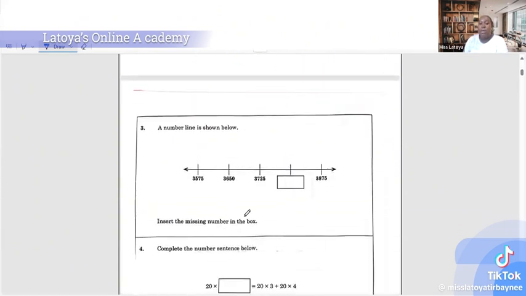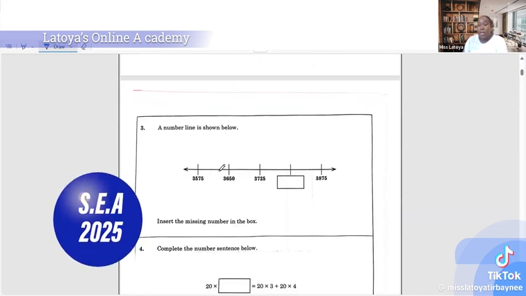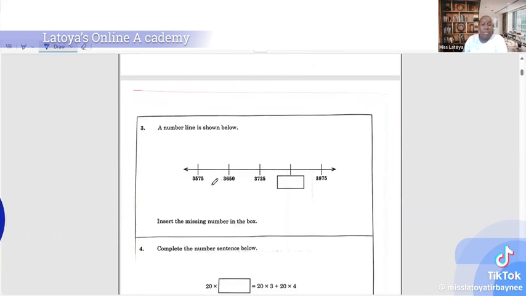Question 3, a number line is shown below. Insert the missing number in the box. So to do so, we have numbers close by. Determine if the pattern is increasing or decreasing, and by how much. As we can see, it went from 3,575 to 3,650. So it is increasing. How much is it increasing by? We can subtract to determine that.